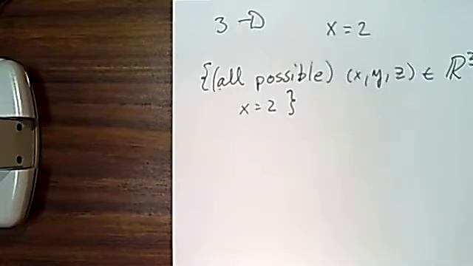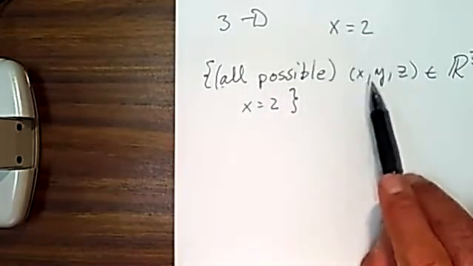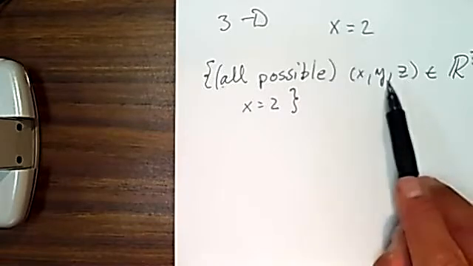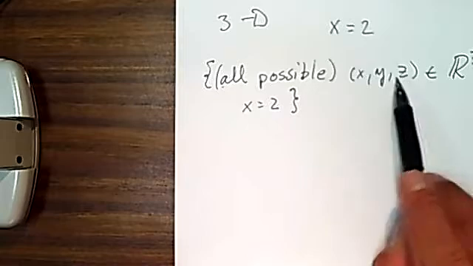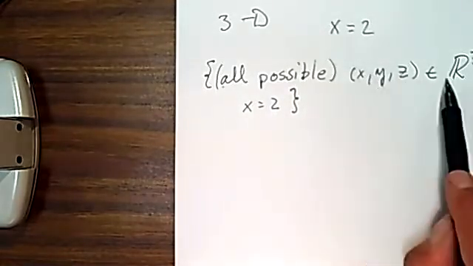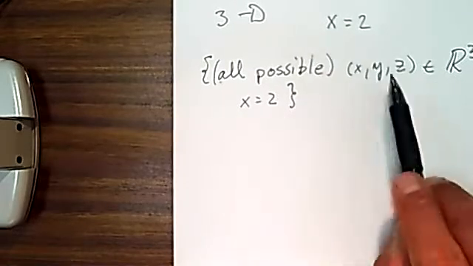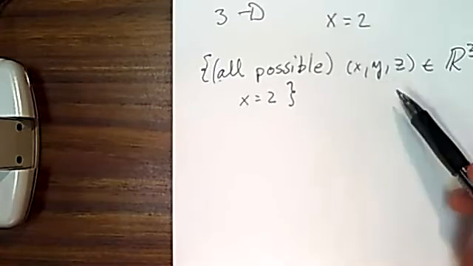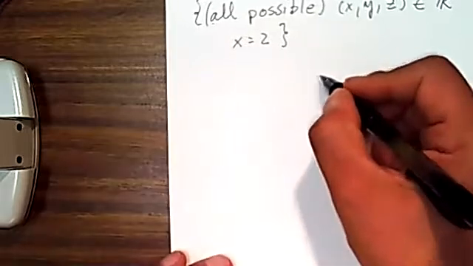Now, it is important again to realize that we are talking about all possible x, y, z. That means that we have 3 coordinates involved in this picture. And the only requirement is that x is 2. Y and z may be anything. And since we are stating that we want all the possible such points in a 3-dimensional space, well, there's many of them because y could be 100 or 1,000 or -2 or any number. Same with z.